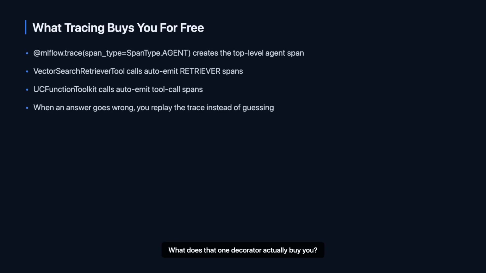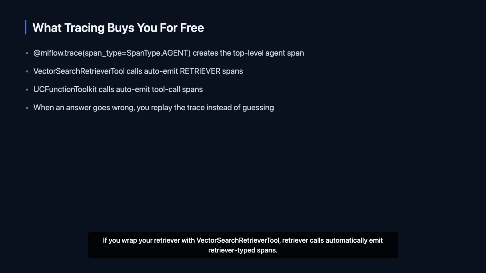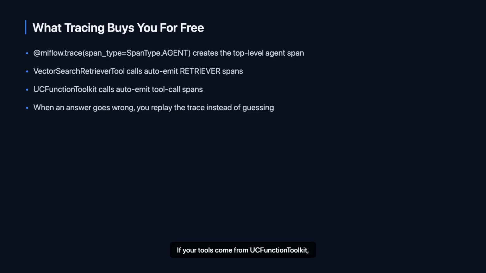What does that one decorator actually buy you? The decorator creates the top-level agent span, the parent for everything else. If you wrap your retriever with vector search retriever tool, retriever calls automatically emit retriever-typed spans. If your tools come from UCFunctionToolkit, every tool call shows up as its own tool call span. That means when something goes wrong, you open the trace and read it, instead of guessing which retrieval or which tool misfired. So when a fossil chatbot answer comes back wrong, you don't argue about it, the trace already tells you exactly where the failure happened.